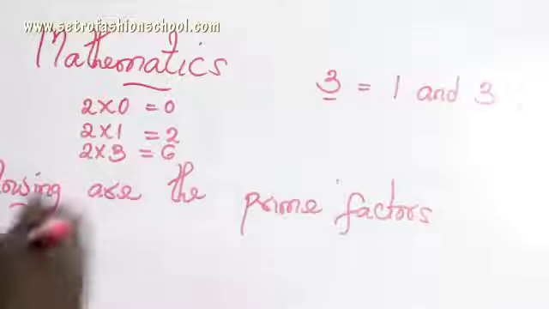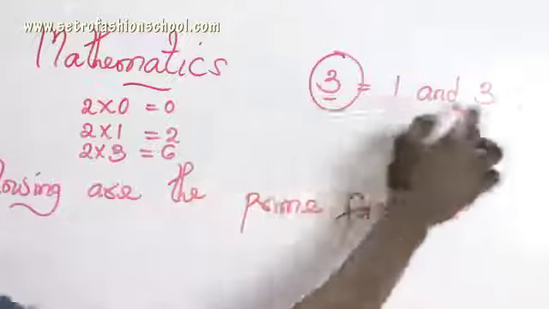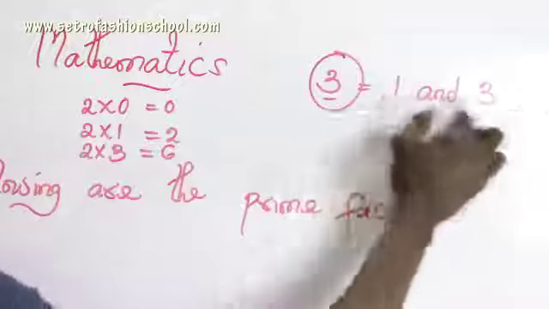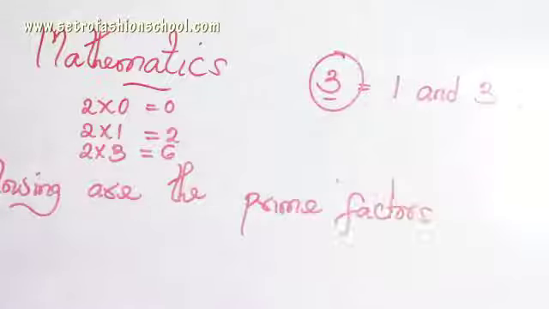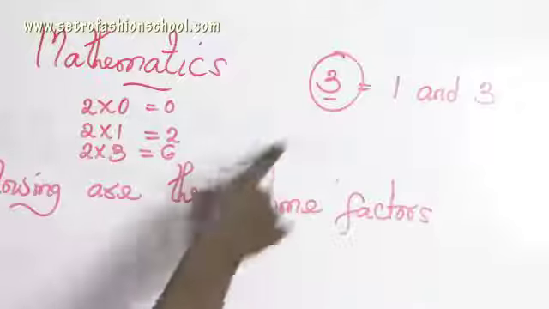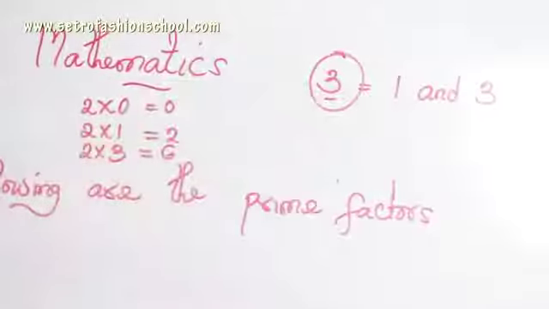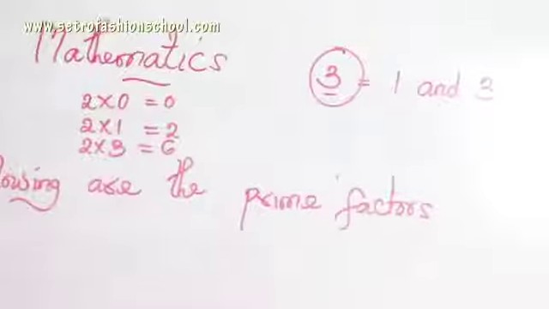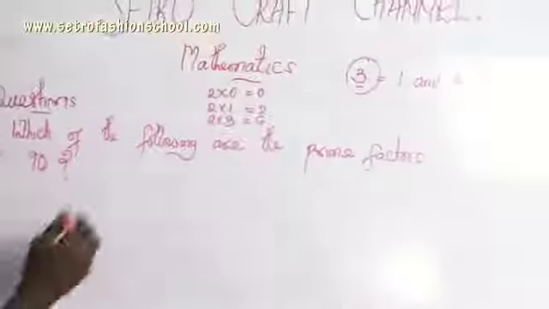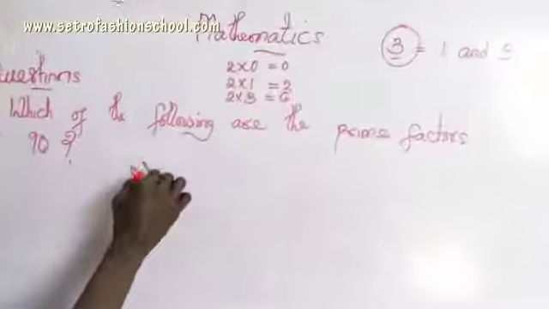Don't forget, a prime number must have just 2 factors. These two numbers are the two factors of this prime. So 3 is a prime number. Now let's come down to this. From what I have just explained there, we are going to apply this now.